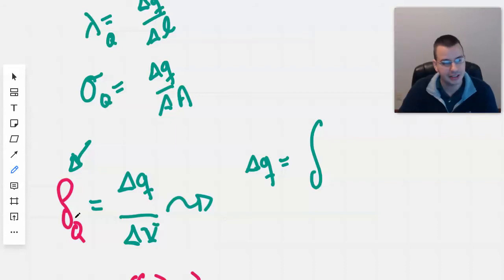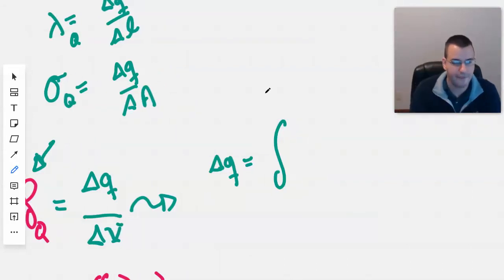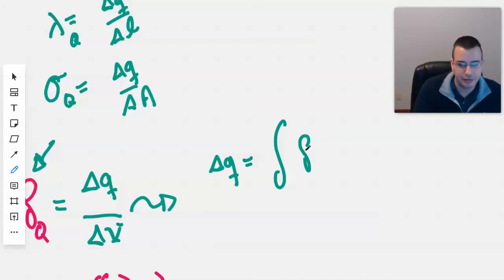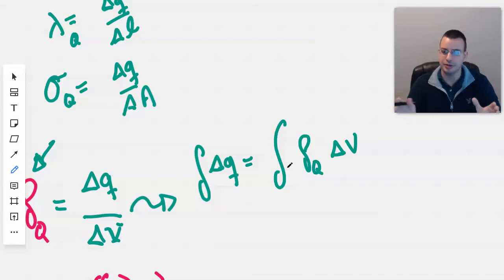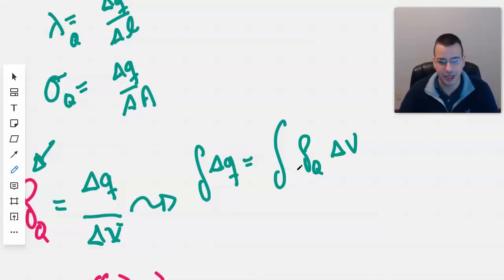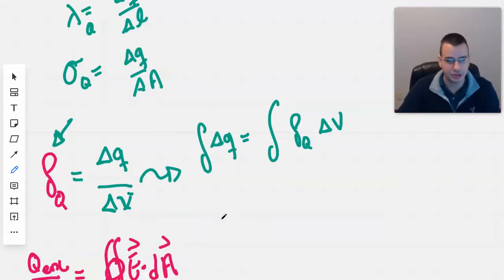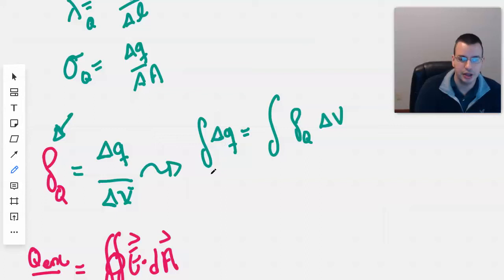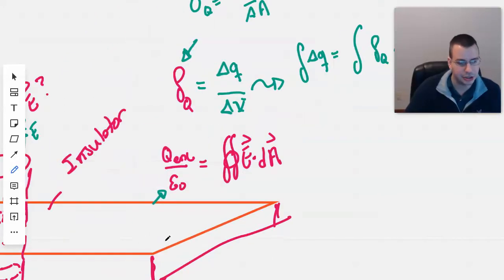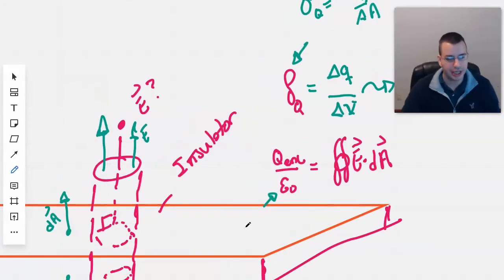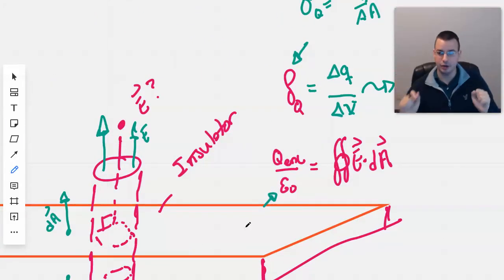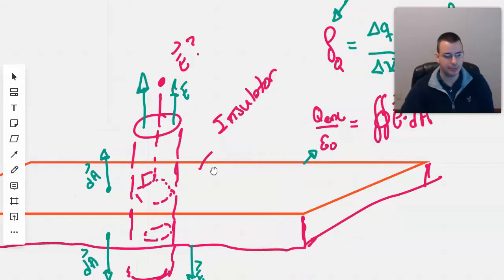So now I'm going to multiply delta V by the other side, and we're going to have rho, with the little Q down there just so we remember, times delta V. I write it, separate them out, and then I take the integral of both sides. I'm usually kind of vague with where these integrals go from.